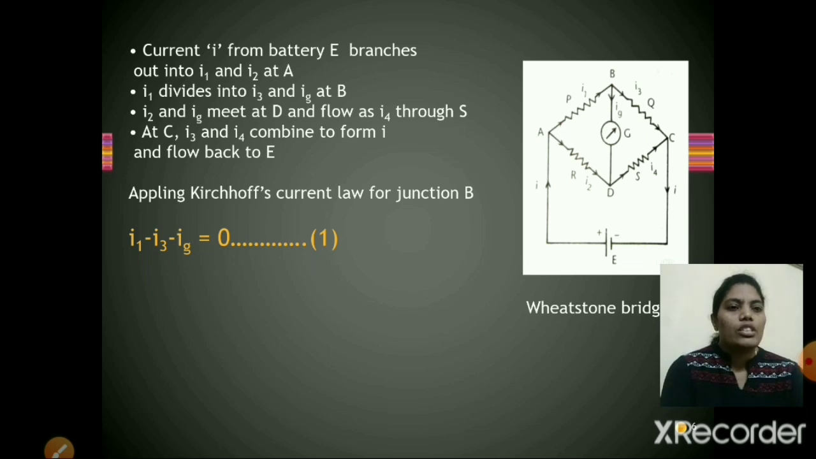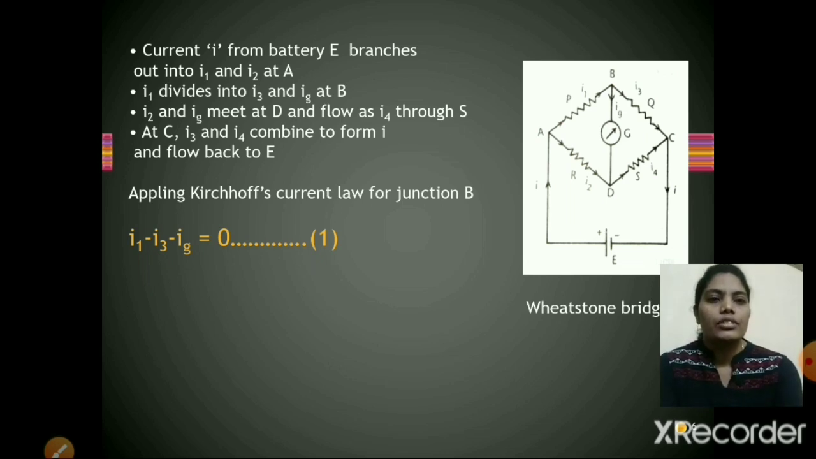According to Kirchhoff's first law, there is a sign convention for currents: currents flowing towards the junction are taken as positive, and currents flowing away from the junction are taken as negative. By using that sign convention, at junction B we got the equation I1 minus IG minus I3 equals 0.